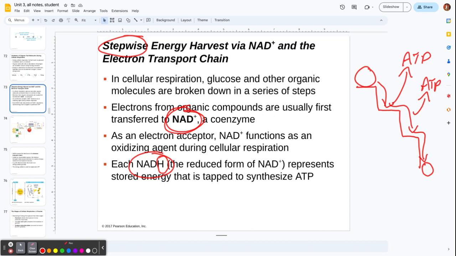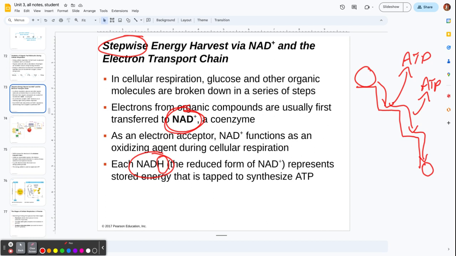NADH will literally move electrons from where they're captured from an oxidized molecule to the site where ATP can be made. So NADH, the reduced form of NAD plus, represents stored energy that is tapped to synthesize ATP. The NADH takes that electron from wherever it was released, not made, and moves it to the location where it can be used to synthesize ATP.